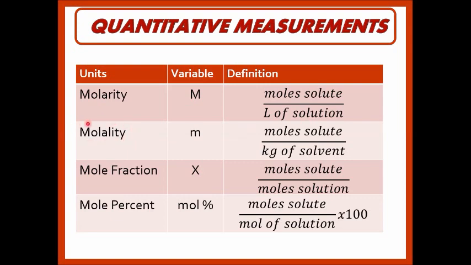Molality is another way in which we can quantify concentration. It is designated by a lowercase m, and it is defined as the moles of solute per kilograms of solvent. Mole fraction, designated by x, is just a ratio of the moles of solute to the total moles of solution. Remember that the moles of solution is going to be the sum of the moles of solute and the moles of solvent. And mole percent is actually taking the equation from mole fraction and multiplying by a factor of 100. Essentially, this converts the fraction or decimal into a percent.